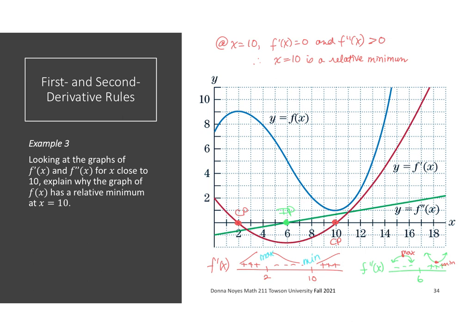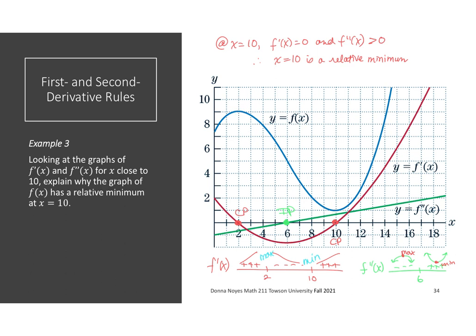How could we explain what happened at 2? Well, at 2, by the same reasoning, we could say f prime of 2 is 0, and f double prime at 2 is negative, so f of 2 would be a relative maximum. Both of these agree with the given graph.